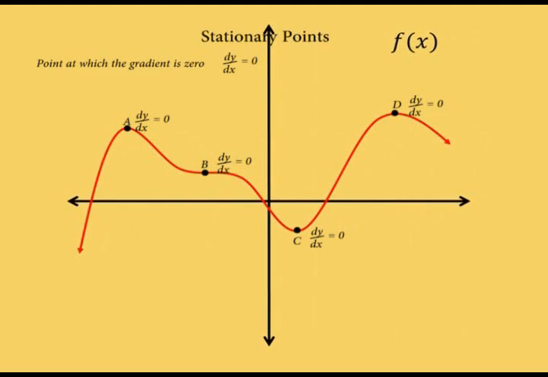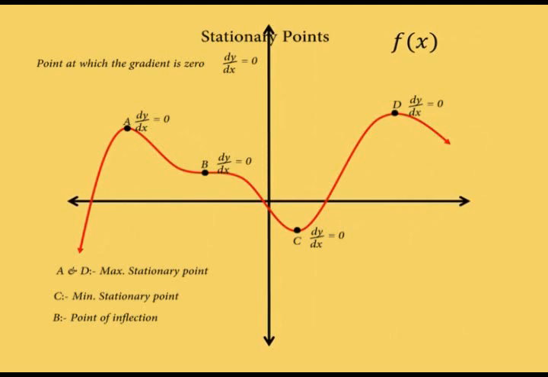The stationary points of a curve are in 3 categories depending on the shape of the curve in the immediate neighborhood of the points. If the stationary point is a crest, then it is called a maximum stationary point. A and D are maximum stationary points. If it is a trough, it is a minimum stationary point. C is a minimum stationary point. When the point is neither a crest nor a trough, but nonetheless a stationary point, it is called a point of inflection. B is a point of inflection.